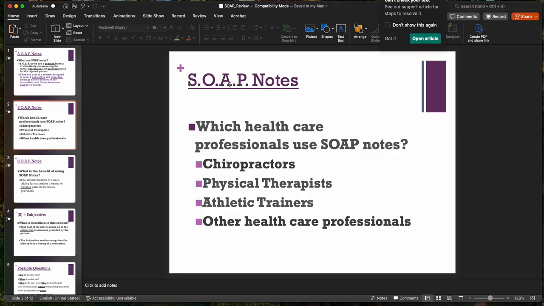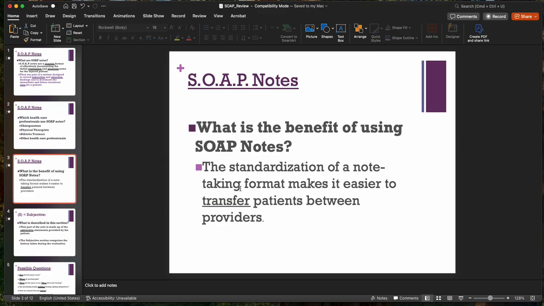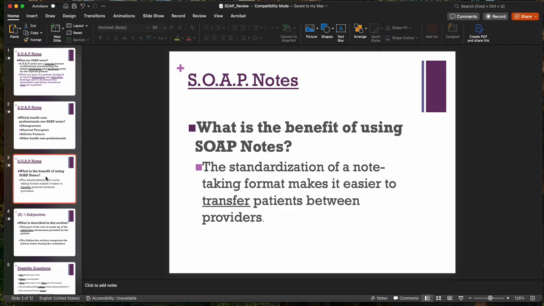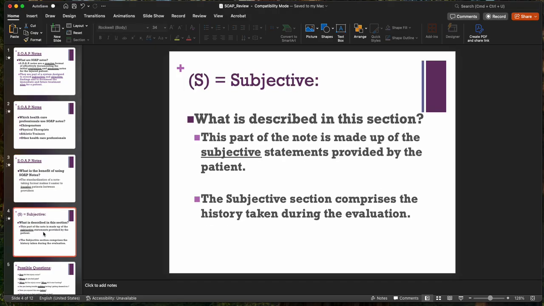SOAP notes are useful because they are used across various healthcare professionals, and they create a concise way for you to be able to communicate effectively across healthcare professionals about what is going on with a patient. So as notes are transferred, it makes it systematic so that you don't have to work too hard if you dive into someone's care halfway through. So just a quick overview of the sections.